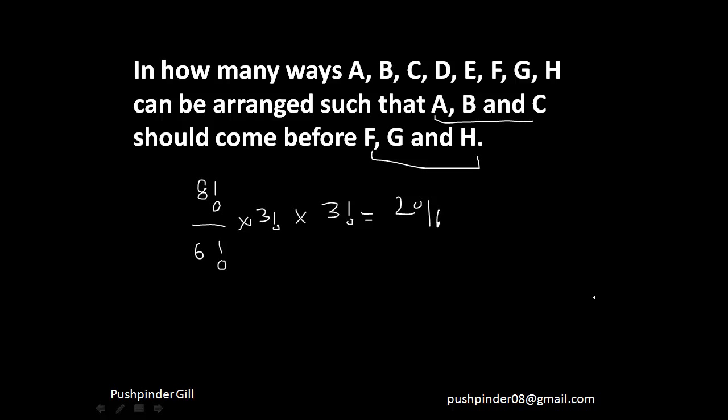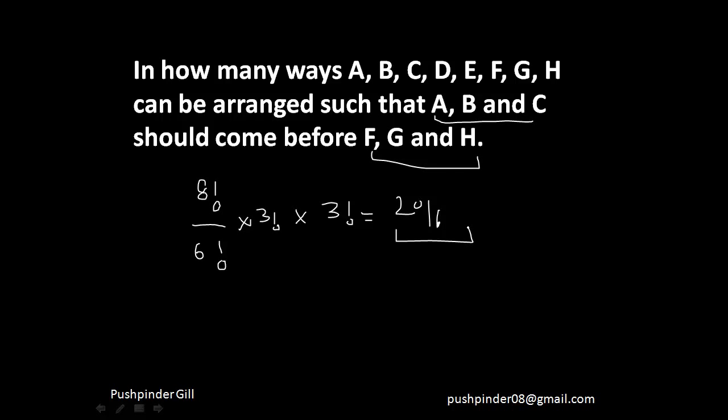It's easy, isn't it? Let me just take a quick recap. In how many ways can these 8 letters be arranged such that ABC should come before FGH? The total number of ways is 8 factorial, and then I assume these six things to be identical, which means they cannot interchange among themselves. So 8 factorial by 6 factorial. However, ABC can interchange among themselves in 3 factorial ways. Similarly, FGH can arrange themselves in 3 factorial ways. So the total number of ways is 2016. I hope you've understood this.